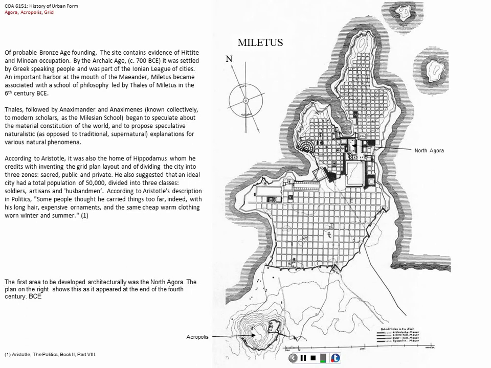the domestic parts. According to Aristotle's description, he sounds like he must have been an architect, probably with a Princeton degree. That's a joke. Because some people thought he carried things too far, indeed, with his long hair, expensive ornaments, and the same cheap, warm clothing worn all winter and all summer. That's a joke because there was a period back about 10 years ago when all these architects in New York wore nothing but black. You know, if you came in with a white shirt, you weren't really legit. That was sort of a joke.